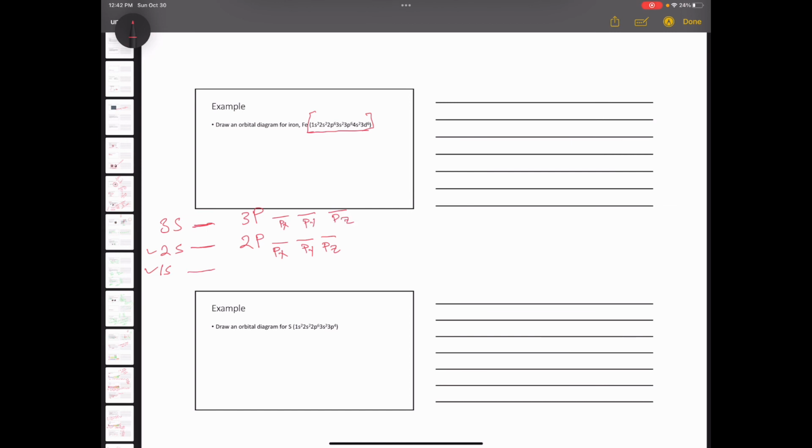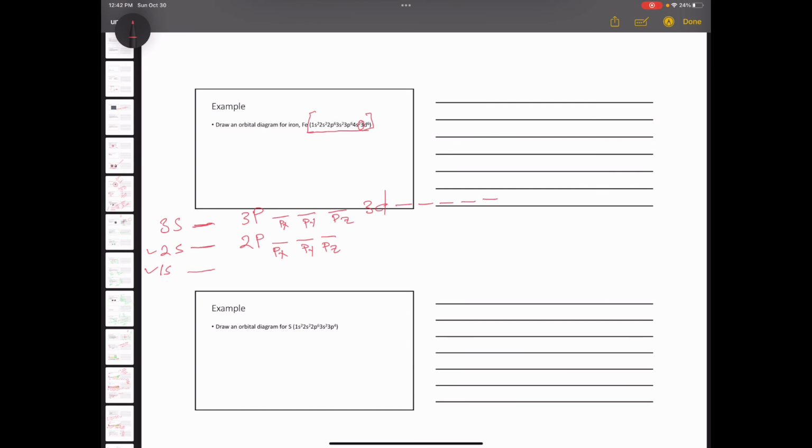At the same time, I have also a 3d, right? Because the 3 here represents the principal energy level. So I need to make sure that all my orbitals with the same principal energy level go on the same level on my orbital diagram. So in this case, I have the 3d. How many lines do I have for the 3d? I have 5. 1, 2, 3, 4, and 5.